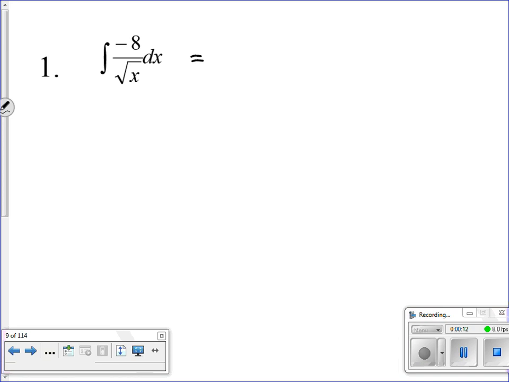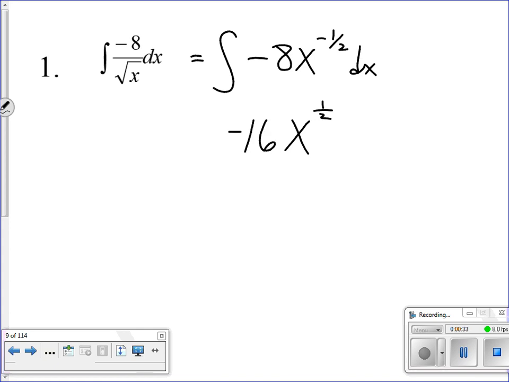We just got to rewrite it as the antiderivative of negative 8x to the negative 1/2. So when you take the antiderivative, you add 1 to the exponent, so it's positive 1/2, and then multiply by the reciprocal of the new exponent. So negative 8 times 2 is negative 16. So we have negative 16x to the 1/2 plus c. If you want to, that's negative 16 rad x plus c. That's nice too.